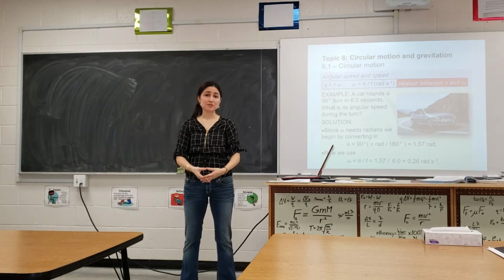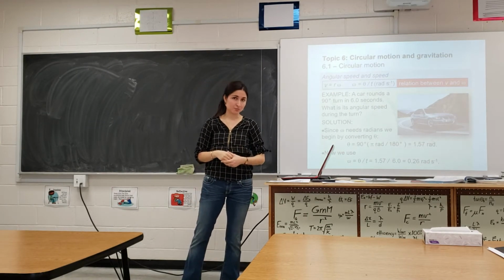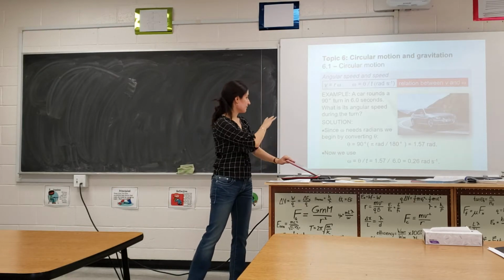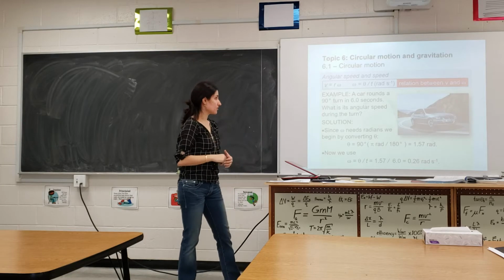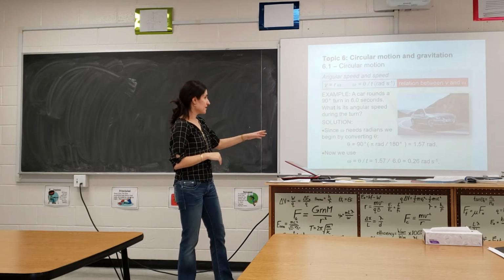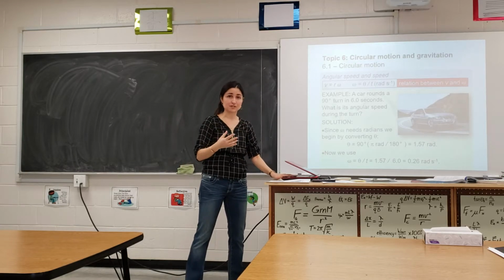All right, welcome to 6.1, day 2 of 3. So we are going to pick up where we left off last time. Last time, we finished up on this slide. We had a car taking a 90-degree turn in 6 seconds, and we determined the angular speed. Angular speed is angular displacement over time.